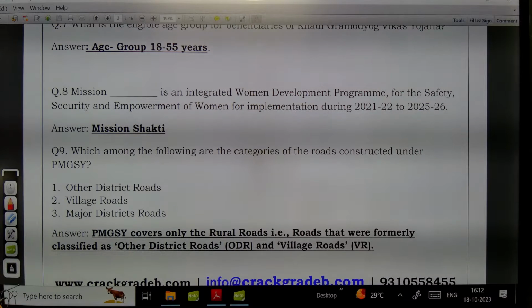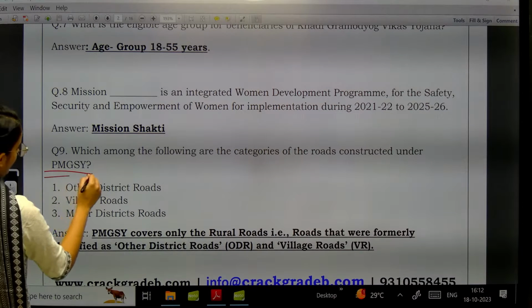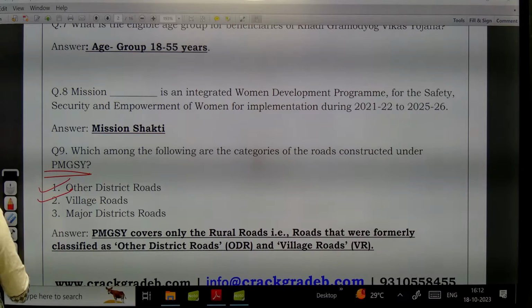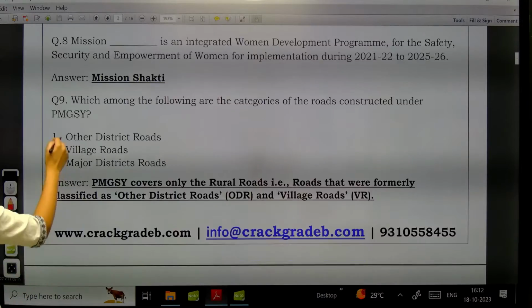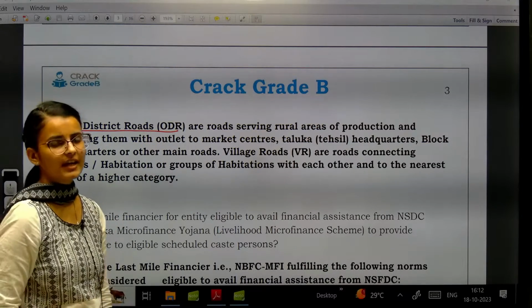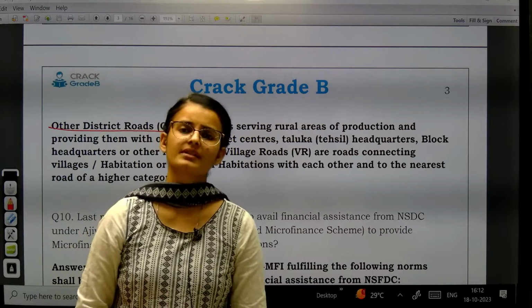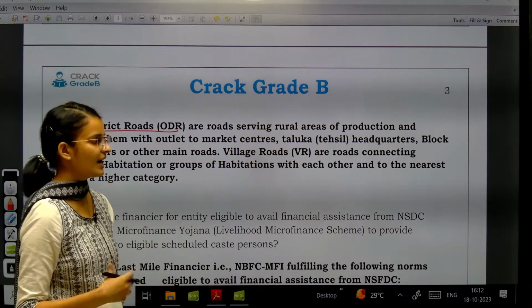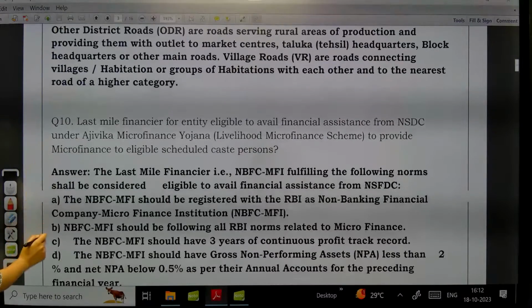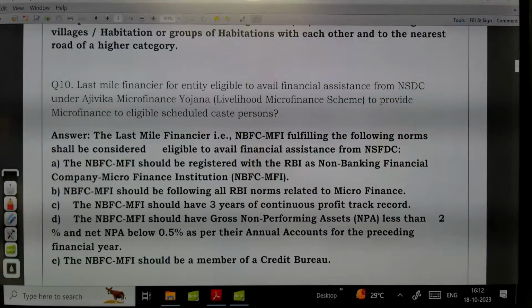Which among the following are the categories of the roads constructed under Pradhan Mantri Gram Sadak Yojana? So these are the other district roads and village roads. Major district roads were not there in the scheme. Other district roads are the roads serving rural areas basically for production and other activities, and village roads are those roads which connect the habitat of one village from the other. These two road categories are there in Pradhan Mantri Gram Sadak Yojana.